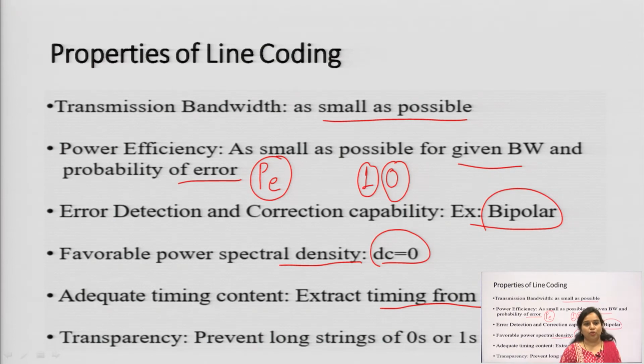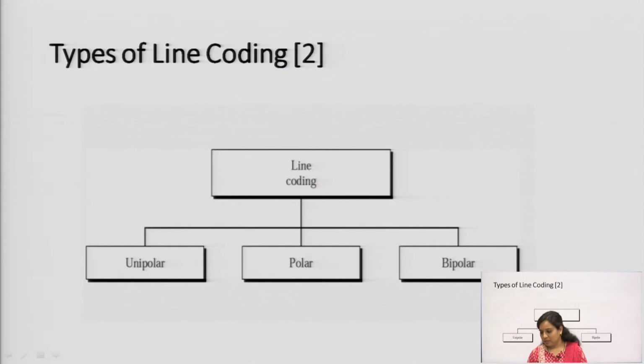So, transparency should be maintained, meaning after every few 0s, a 1 should come, so that the same situation does not arise. Now, types of line coding. In the broad sense, there are 3 types of line coding available. First one is unipolar, second one is polar, and third one is bipolar.